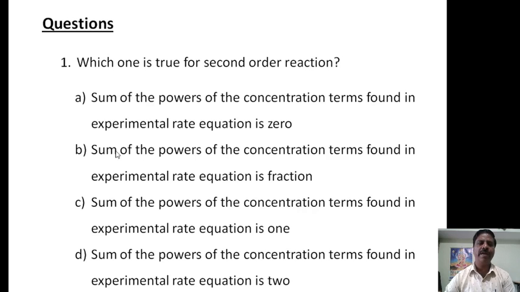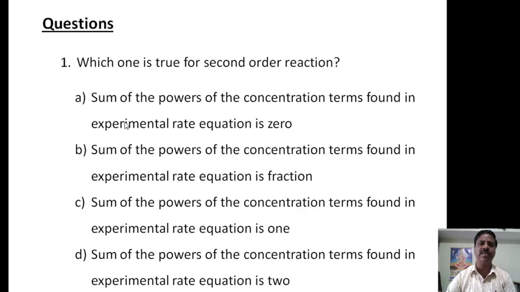Okay, now I will tell you the option here. D will be the answer to this question. Now I have to analyze why D is the answer. We know the definition of a second order reaction: the sum of the powers of the concentration terms found in the experimental rate equation is 2. Therefore we say D is the correct option.